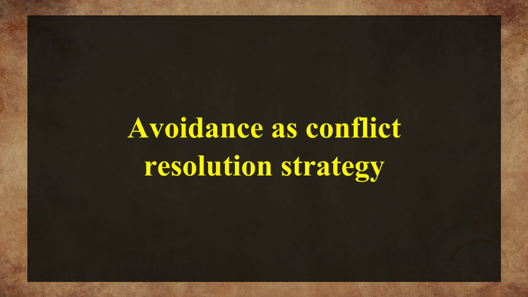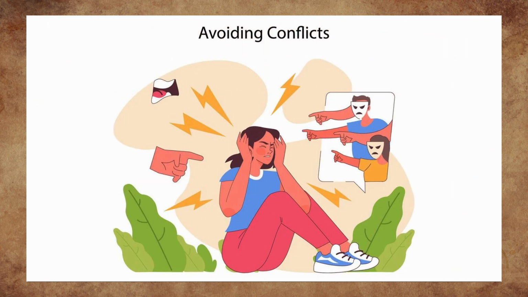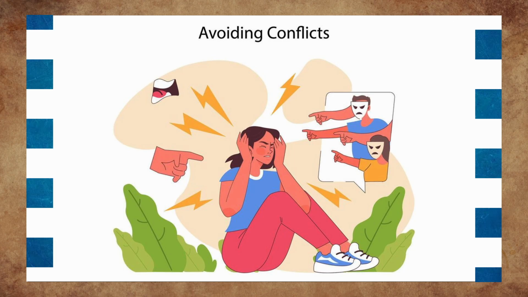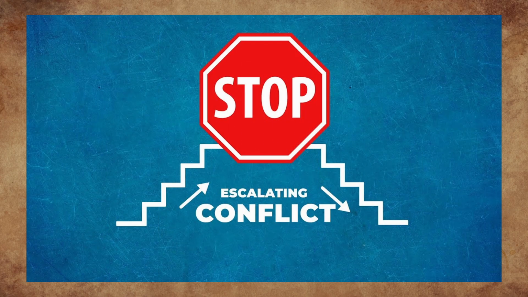Let us discuss avoidance as a conflict resolution strategy. Avoidance is a strategy in which individuals choose not to address the conflict immediately or deliberately ignore it for a period of time. The purpose of avoidance is to prevent escalation, especially in minor conflicts or emotionally intense situations. Avoidance can be useful when emotions are high and time is needed to calm down.